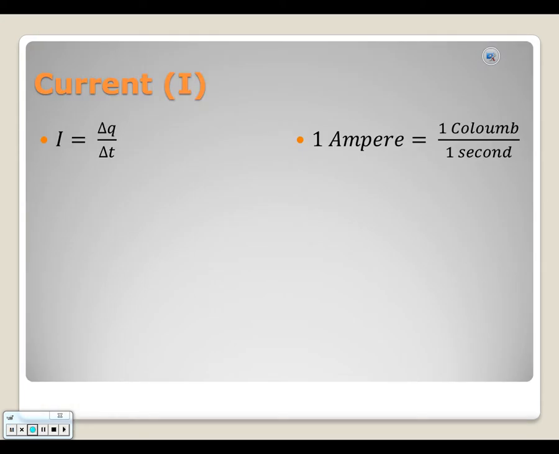Current. We use the letter I to represent current. Current is defined as Q over T. Q we came across before. The little triangles are delta. You can include those, but you don't necessarily have to. Q we came across before when we were talking about Coulomb's law. Remember, Q represents charge. So Q over T represents charge over time.